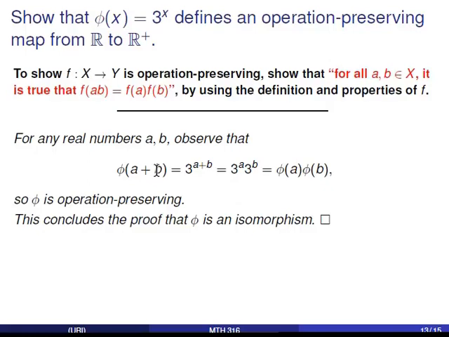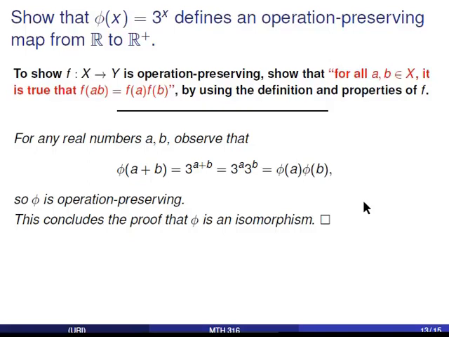and we're going to plug a plus b into our function, which means we will have 3 raised to the a plus b power. Now, using the rules of exponents that we're going to assume that our reader is familiar with, 3 raised to the a plus b is equal to 3 to the a times 3 to the b, which we'll recognize as phi of a times phi of b. So we have succeeded in showing that phi is operation preserving, and that finishes our proof. We know that phi is an isomorphism.